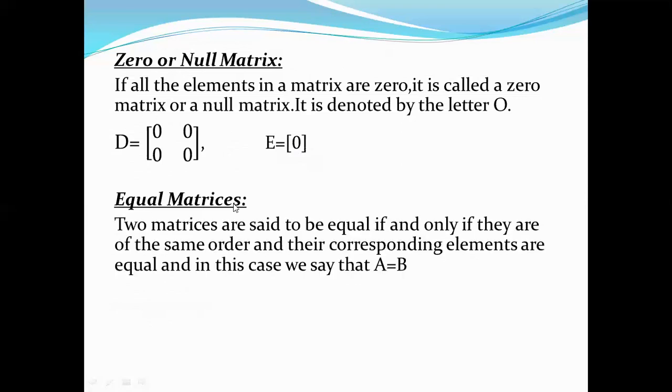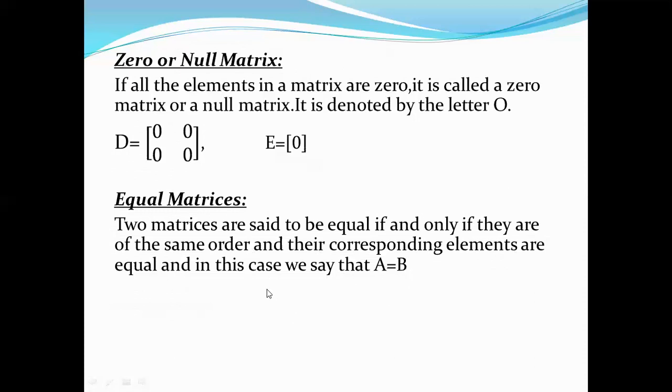Now equal matrix. Two matrices are said to be equal if and only if they are of the same order and their corresponding elements are equal. There are two things. If they are of the same order, they must be of the same order, and their corresponding elements should also be equal. Then in this case we say that A equal to B.